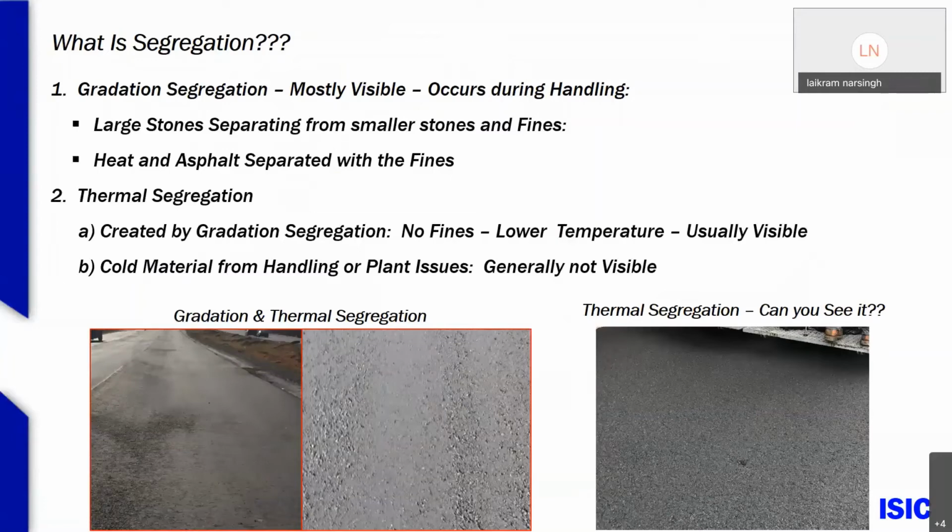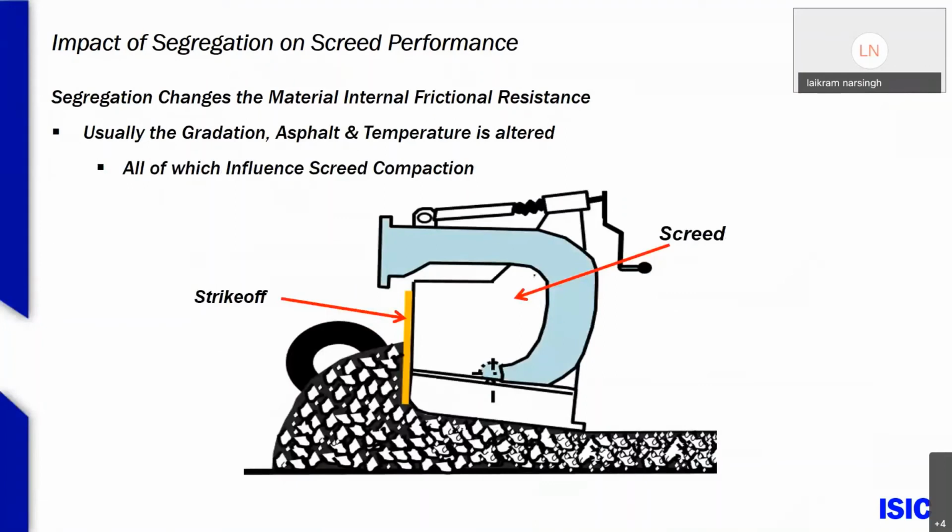But generally, thermal segregation is usually not visible. As you can see here, these are all clearly gradation segregation, no fines, so definitely there will be thermal segregation. Over here, as you can see, it's pretty difficult to see any form of segregation. So how does segregation impact the screed?